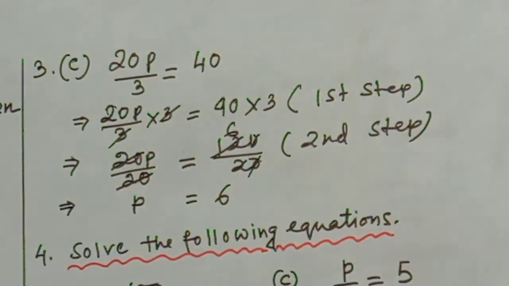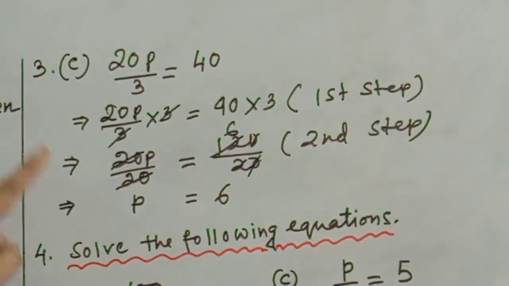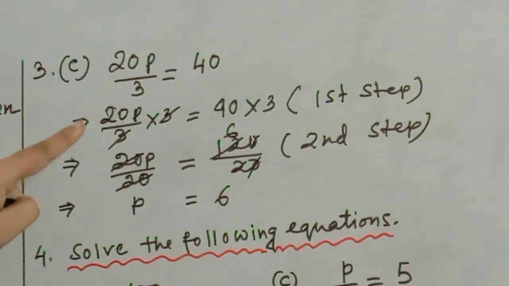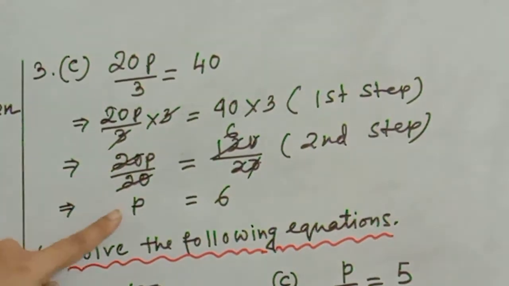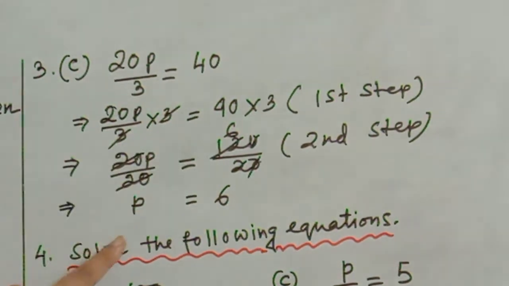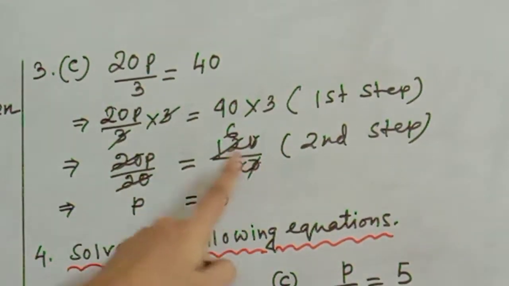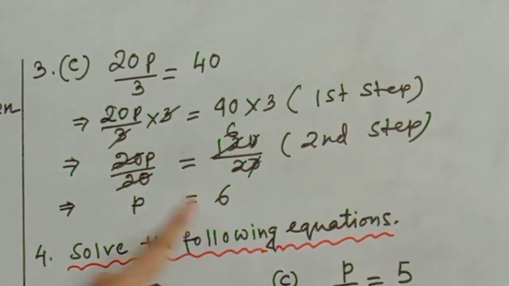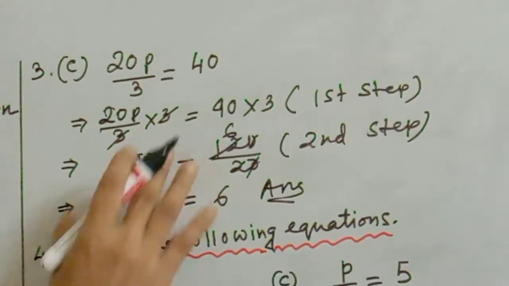The number which is attached to the variable, you come to know that it is a coefficient. When you are dividing, separating the coefficient, to get the variable completely separate from all the numbers, we are dividing by 20 on both the left hand side and right hand side, then we are getting the value 6. So this is the concept only.